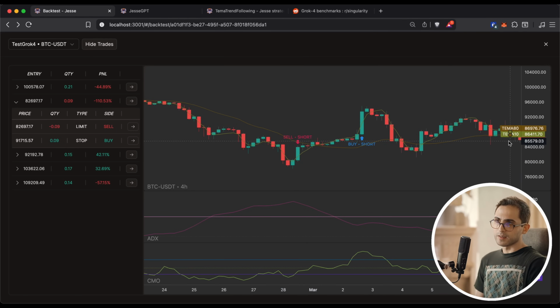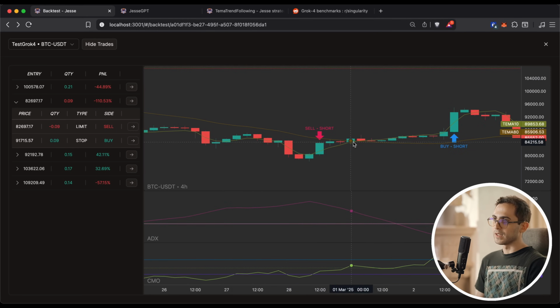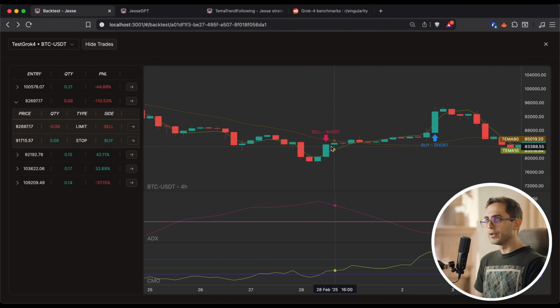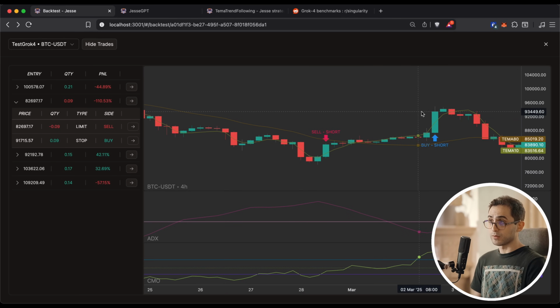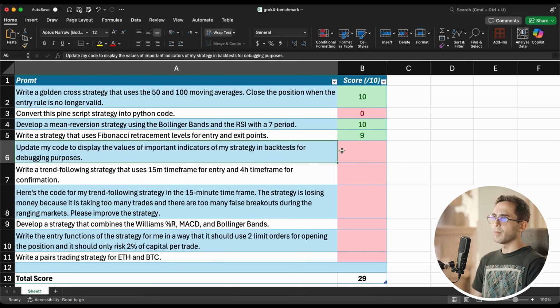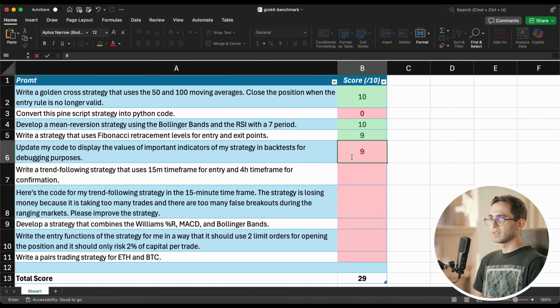And we can also see that the TEMA 10 and TEMA 80 are added to this chart, which makes it really easy for us to see. So this is good, but it didn't do a perfect job. Like I didn't like that it added one new chart just for a value that it could have easily added here. But I don't want to be too harsh on it, so I'm going to give it 9.